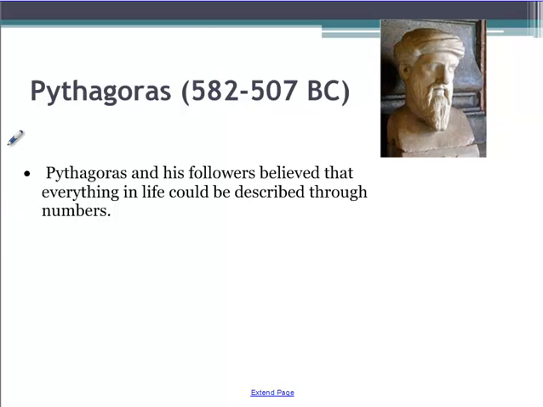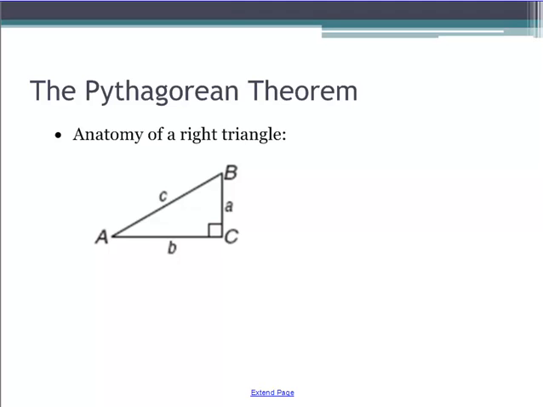He and his followers believed that everything in life could be described through numbers. So he developed a way to determine a straight line distance from one point to another if you're just going left, right, up, and down. So a right triangle has a right angle. It has three sides. There are two legs and one hypotenuse.